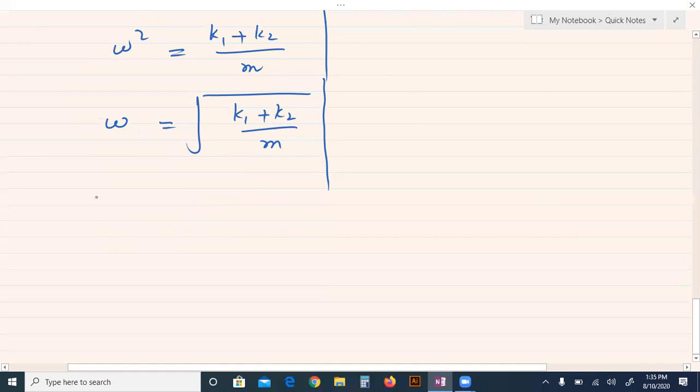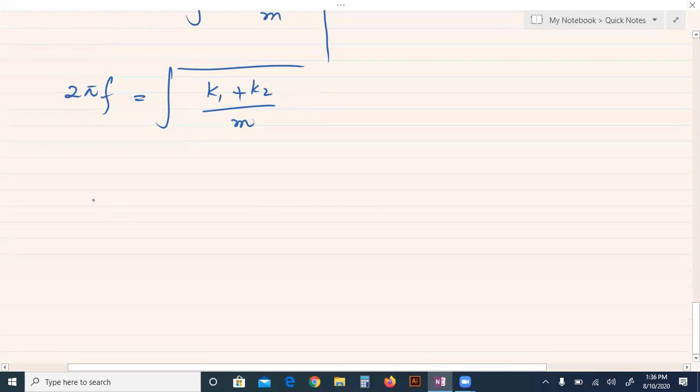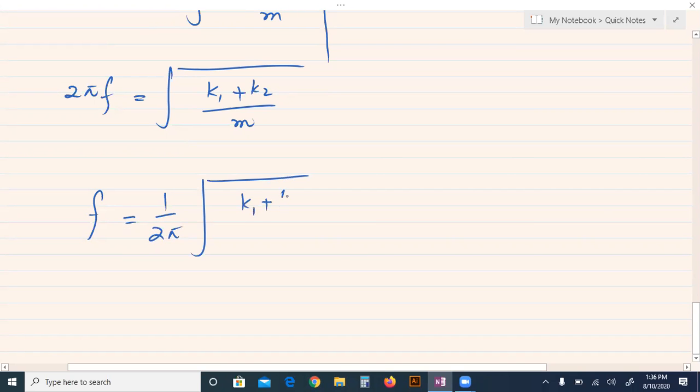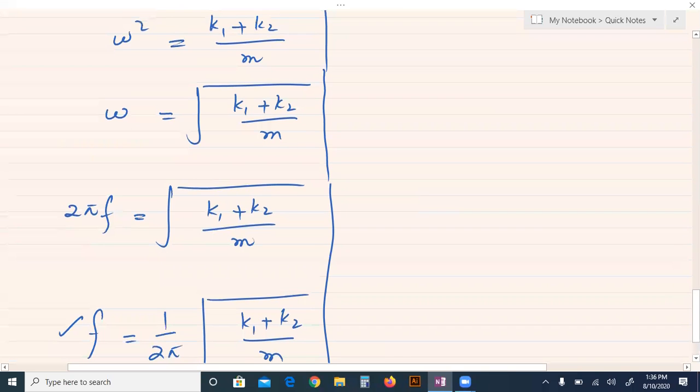Now, this omega can be written as 2 pi f. So square root of (K1 plus K2) over M means f is equal to 1 over 2 pi times the square root of (K1 plus K2) over M. So this is the frequency. F is the frequency and omega is the angular frequency, which is also known as angular speed.